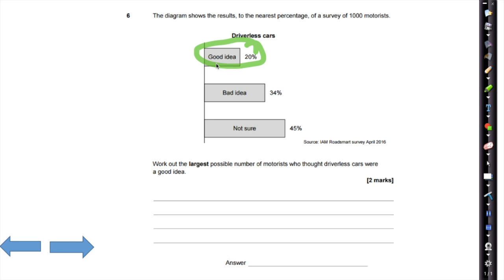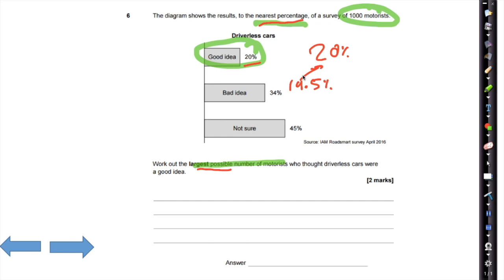Well, 20% thought it was a good idea. This has been rounded to the nearest percentage, it's 1,000 motorists, and we want to work out the largest possible number of these motorists. So we're going to have to think about largest possible, nearest percentage, 20%. So 20% was got by rounding to the nearest percentage to get there. So 19.5% is the smallest number that if we rounded it to the nearest percentage would actually make 20%.